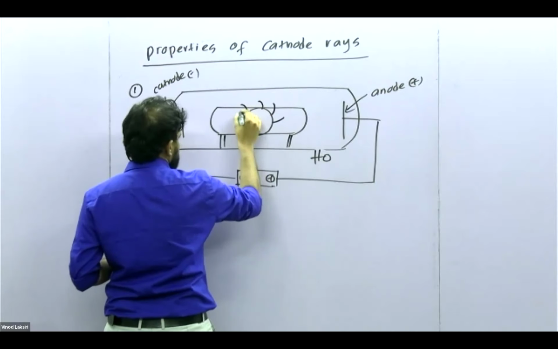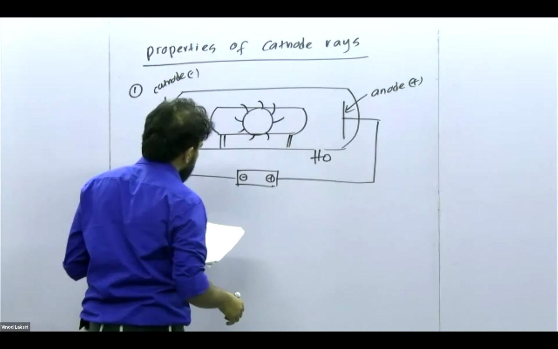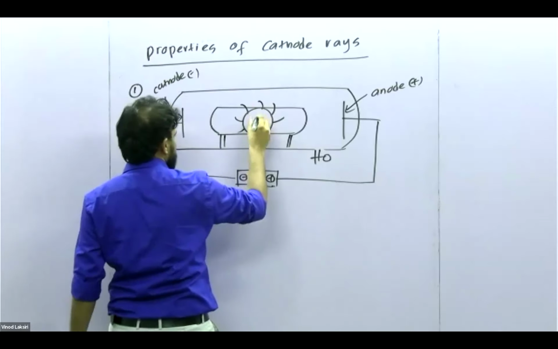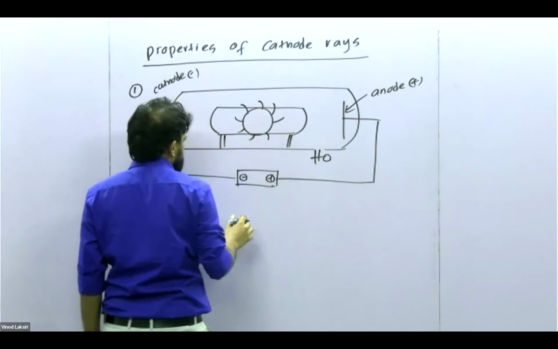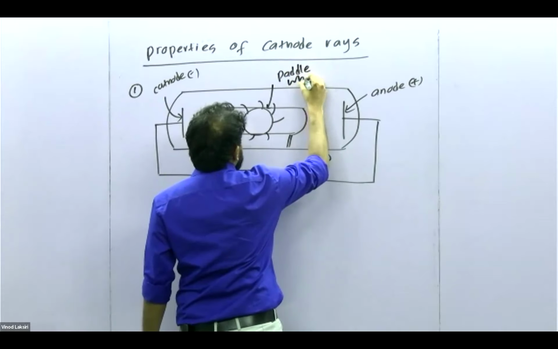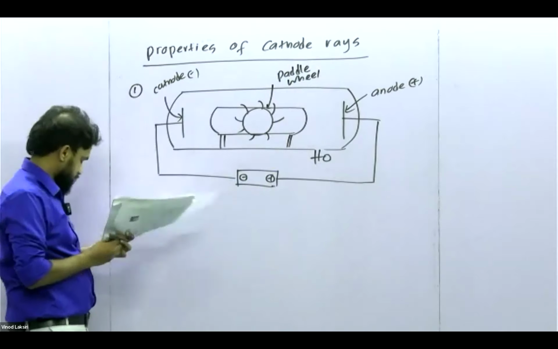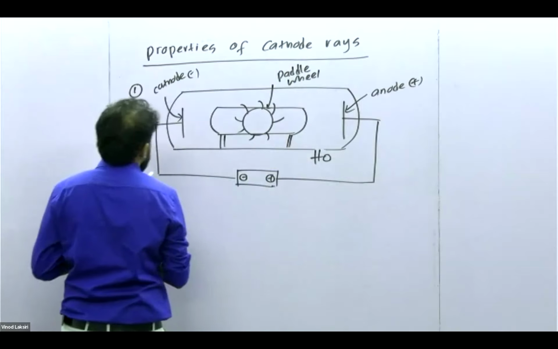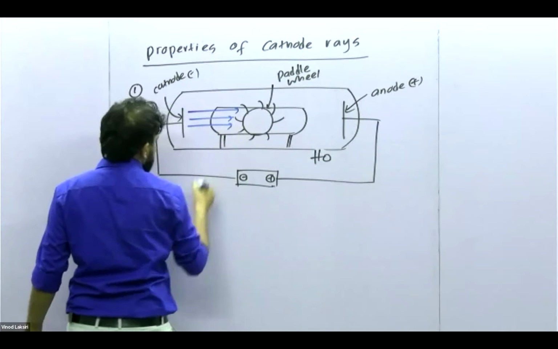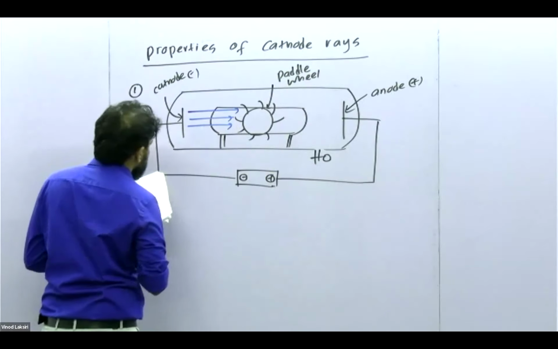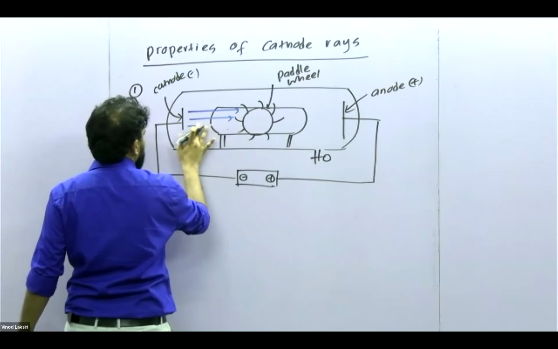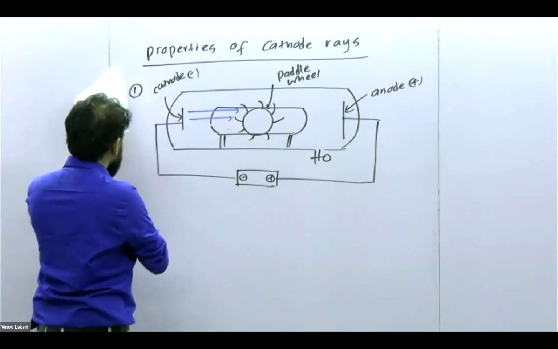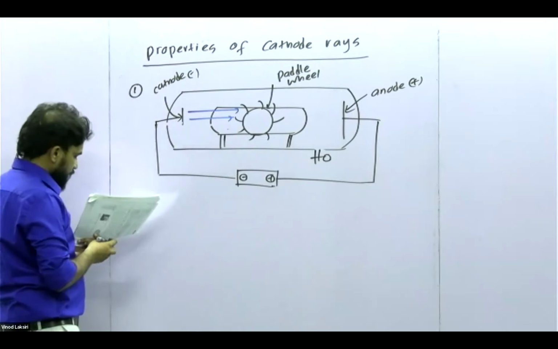This paddle wheel contain this kind of blades, right? Like a fan, right? So this is known as a paddle wheel. Place a paddle wheel. This is just a wheel, right? Paddle wheel is placed on the path of the cathode rays. Then cathode ray produce, this goes to here. Then they observe that the blades of the paddle wheel is rotated, right? That means this paddle wheel rotates. Paddle wheel rotate like this.